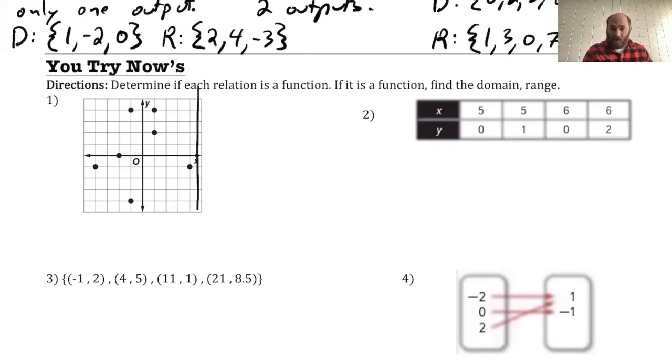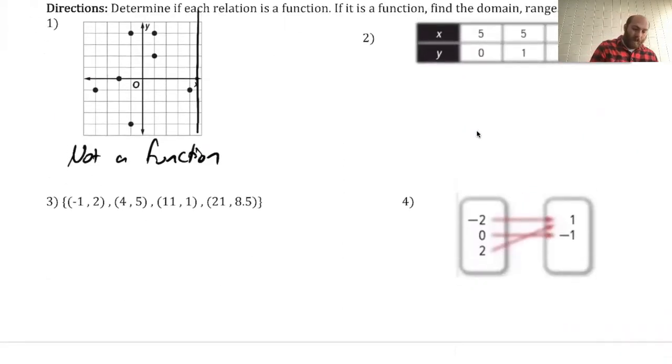The other thing I want to mention is number 4 here. Oh, we're frozen here. There we go, we're back. So we look at number 4. This is a weird scenario where -2 goes to 1 and also 2 goes to 1. Remember the definition: every input has one output. If I focus on -2, how many arrows does that draw? It only draws 1 arrow. 0, only 1 arrow. 2, only 1 arrow. So this is still a function. Yes, it's a function.